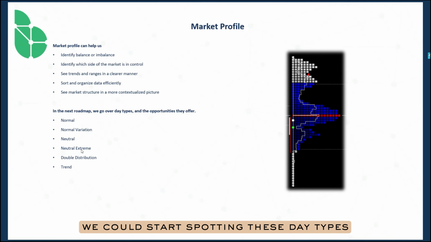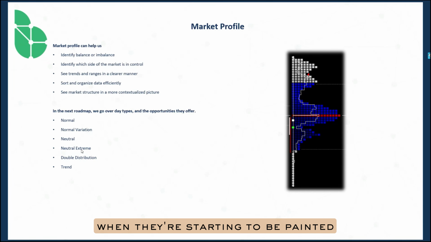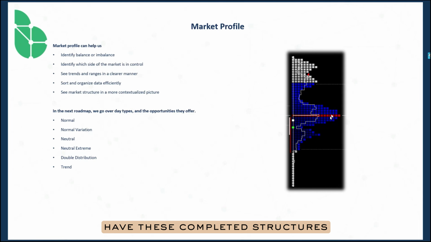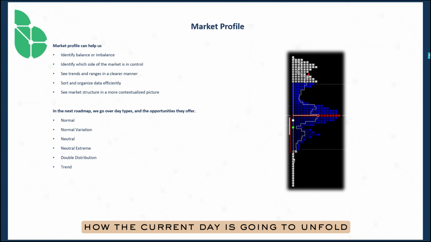All right, so in the next roadmaps we're going to be getting to specifically these day types, how we can start spotting these day types, okay, what they look like, and then how we can start to look for, or rather learn, the signs that will be evident when they're starting to be painted, right? Because we're not going to have these completed structures when we're looking at a new day. We're going to have to rely on our memory, all right, of these days forming previously to try, in our best way, to identify how the current day is going to unfold, okay?